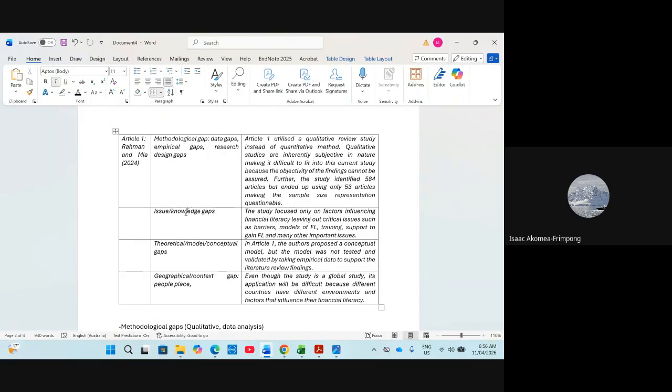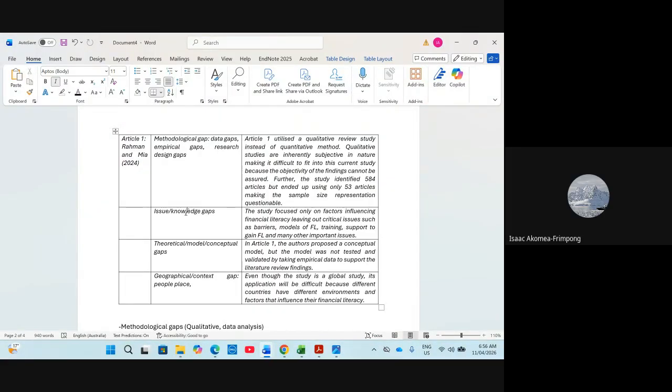Lastly, which is very important, and that's what a lot of people do, it has to do with the geographical gap. That's the context. Maybe the study has been conducted in Australia, in Canada, in the US, advanced countries, but it has not been conducted in Ghana. That issue has not been investigated in Ghana. So when you investigate that, you are addressing a geographical or contextual gap.